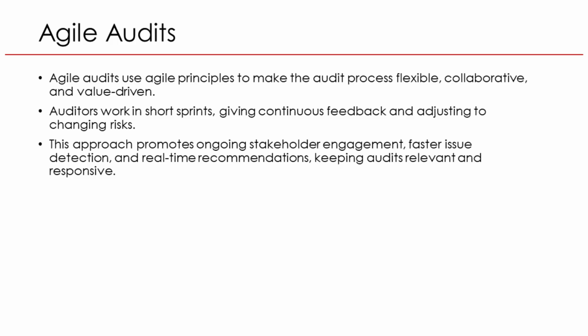For example, in a bank's IT audit, instead of auditing the entire online banking system at once, the team may first review user access controls in one sprint, give quick feedback, and then move on to transaction security in the next sprint. This allows management to fix problems immediately, rather than waiting months for the final audit report.